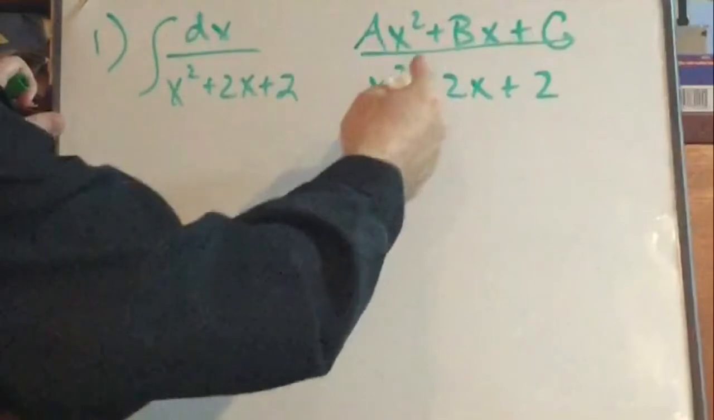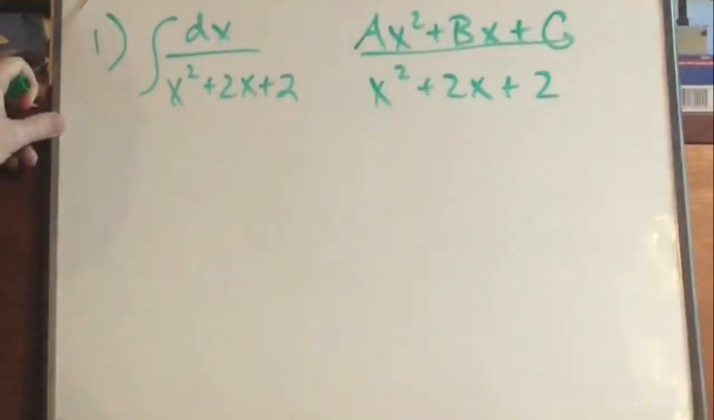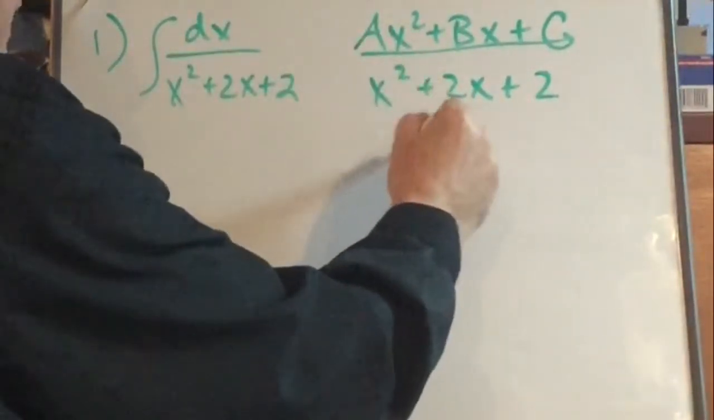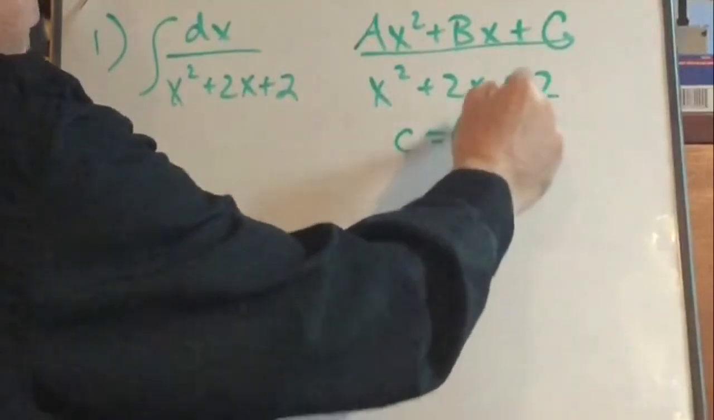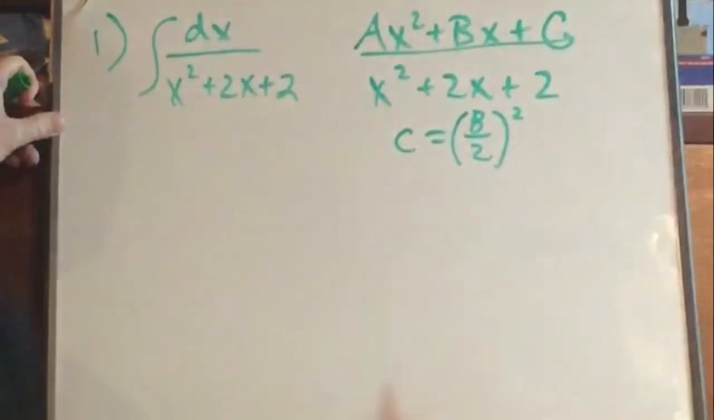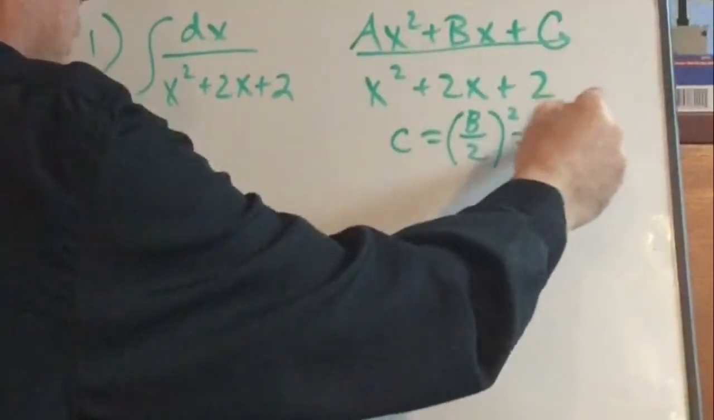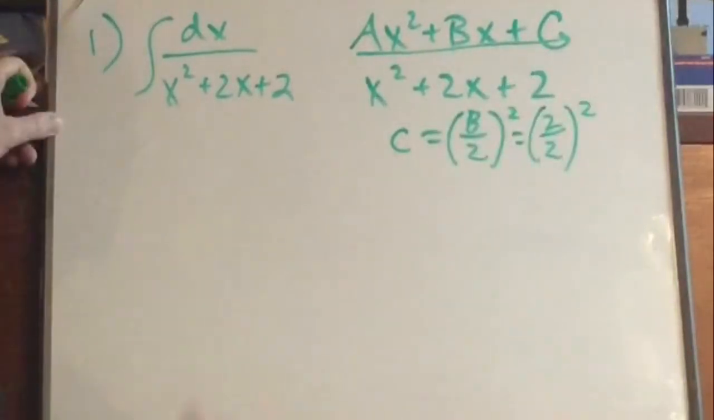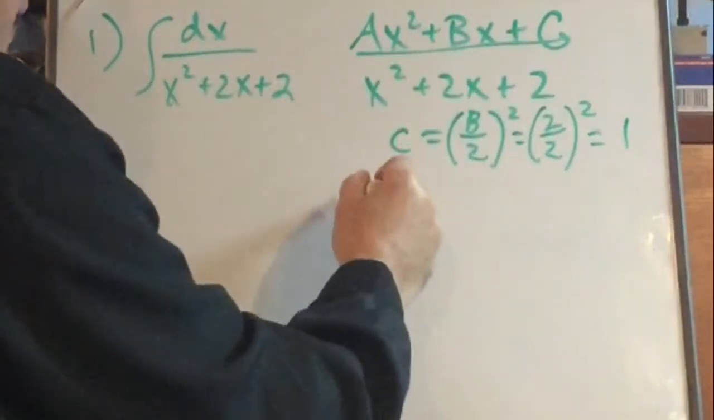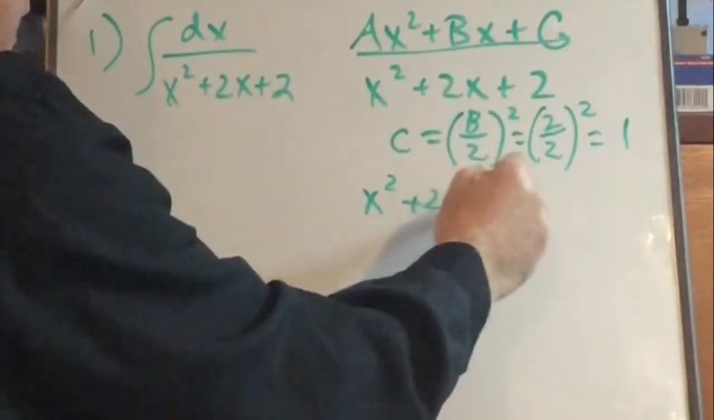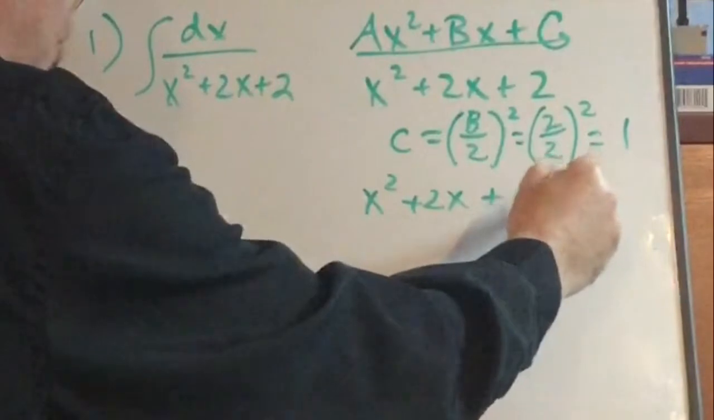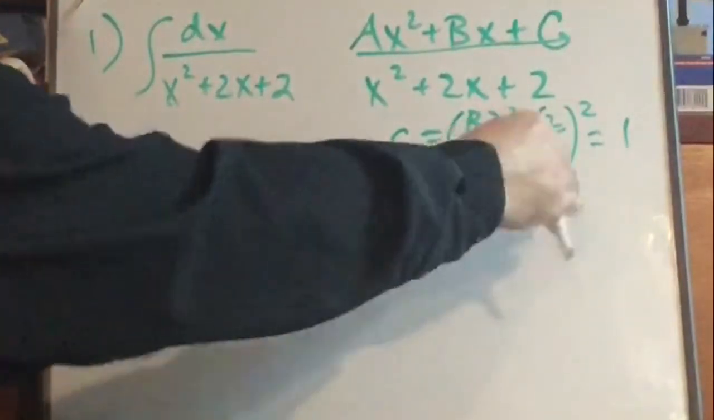The goal is to get the first two terms of this polynomial to be a perfect square trinomial. So the general format of this is to let c equal b over 2 squared. In this particular problem, b is 2. So it's going to be 2 over 2 squared, which is 1 squared, which is 1. So I'm going to rewrite my polynomial as x squared plus 2x plus 1, but because the original problem said plus 2, we're going to add a 1 at the end so that the last two terms equal 2.